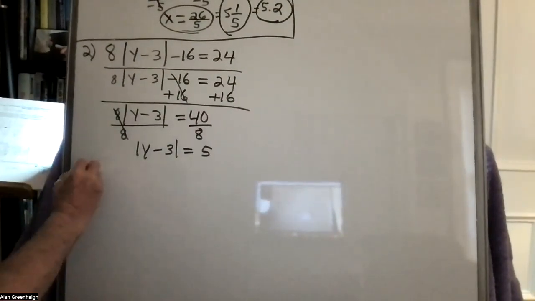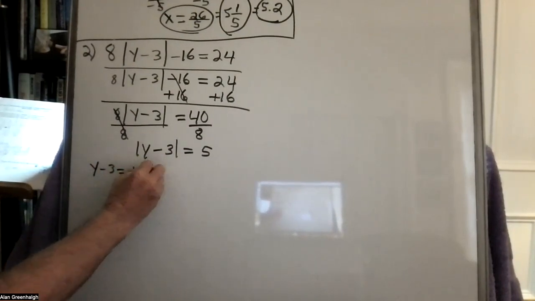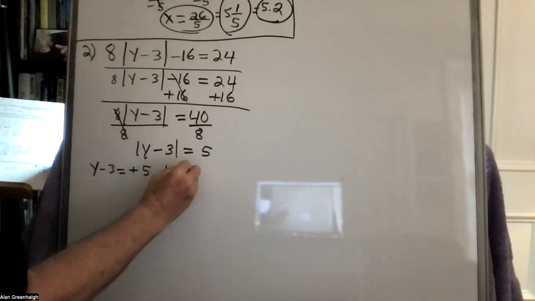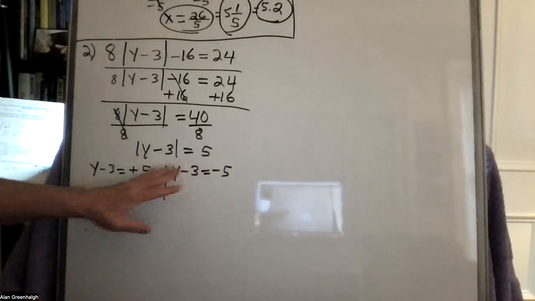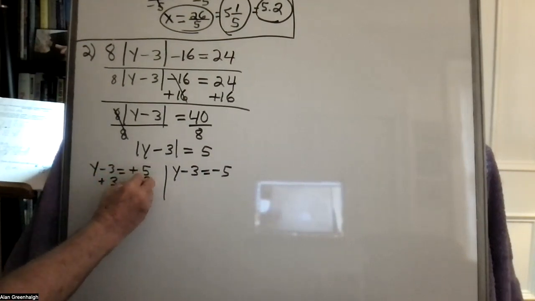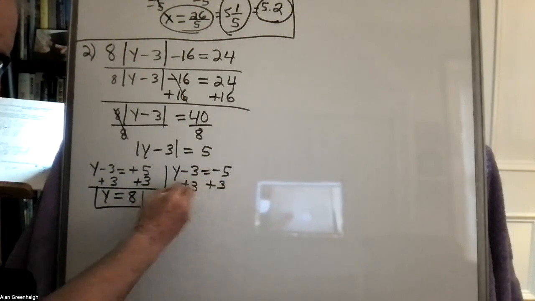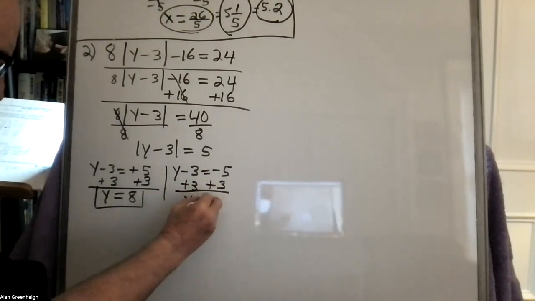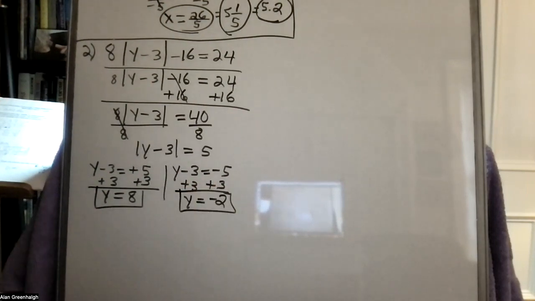And from here, y minus 3 equals positive 5, and y minus 3 equals negative 5. Those were the 2 possibilities. And when you solve this, you get that y is equal to 8 as one answer, and y equals negative 2 as the other possible answer.